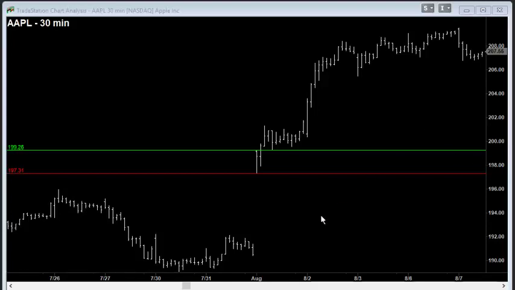So again, an opening range breakout is simply the opening bar, the range of that bar, and the leaving of that range. The stop would be the failure to follow through and falling below that range.